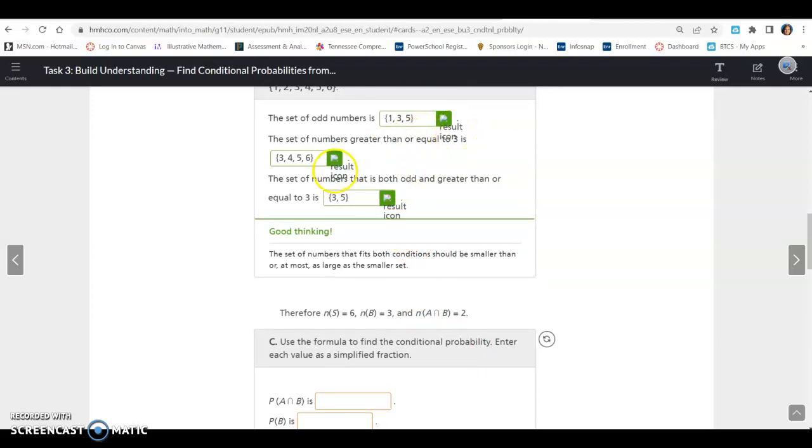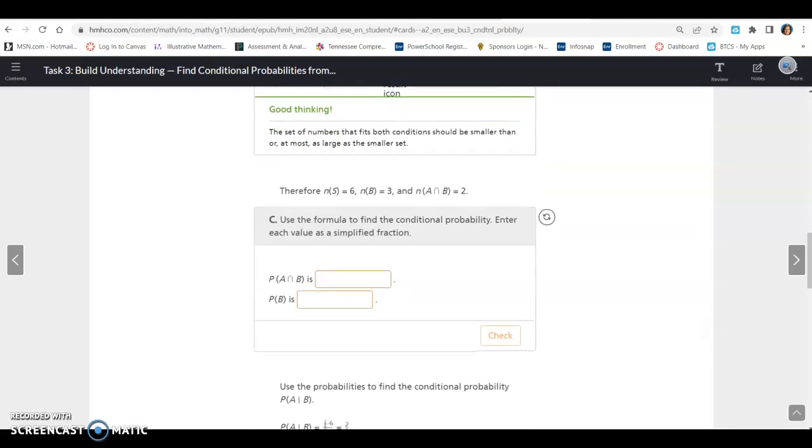I don't know what's showing up here. Something's messed up with the program, I guess. All right, so let's move on to the next one.